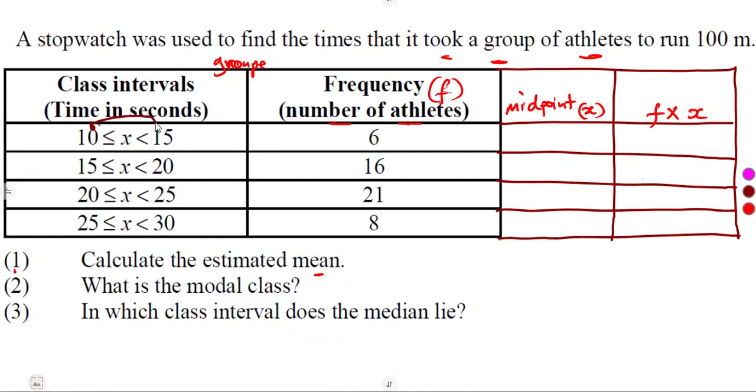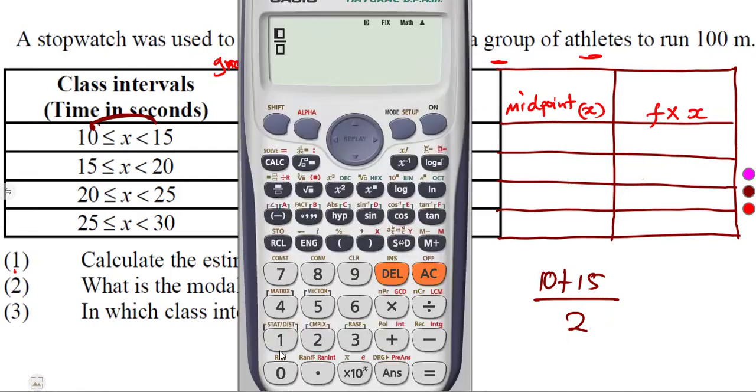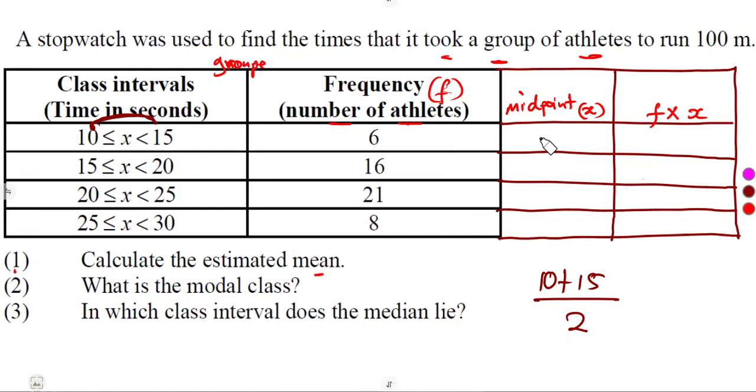From 10 to 15, what is the midpoint? So we add 10 plus 15 over 2. Do this, guys, on your calculator. Just put a fraction, 10 plus 15, everything over 2. That gives us 12,5. So we've got a midpoint of 12,5. From 15 to 20, you do the same thing, 17,5. From 20 to 25, that gives us 22,5. Then from 25 to 30, that gives us 27,5.